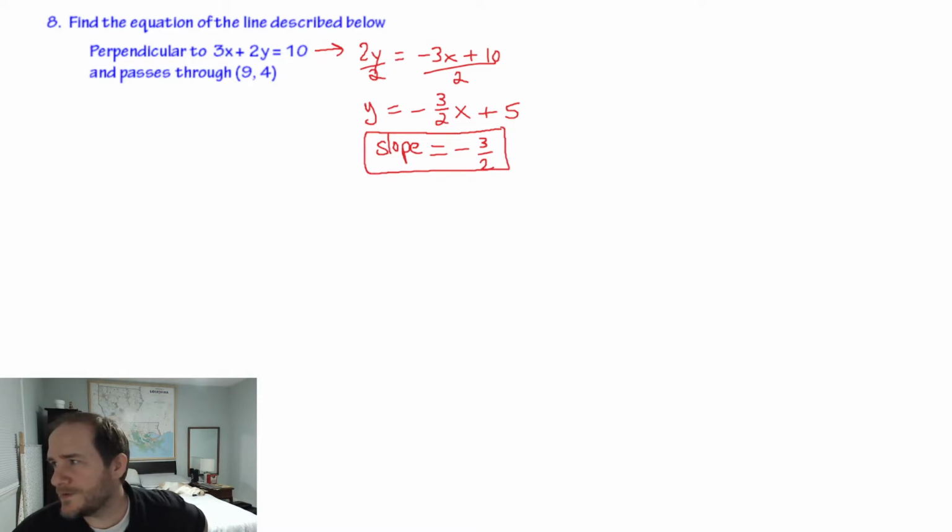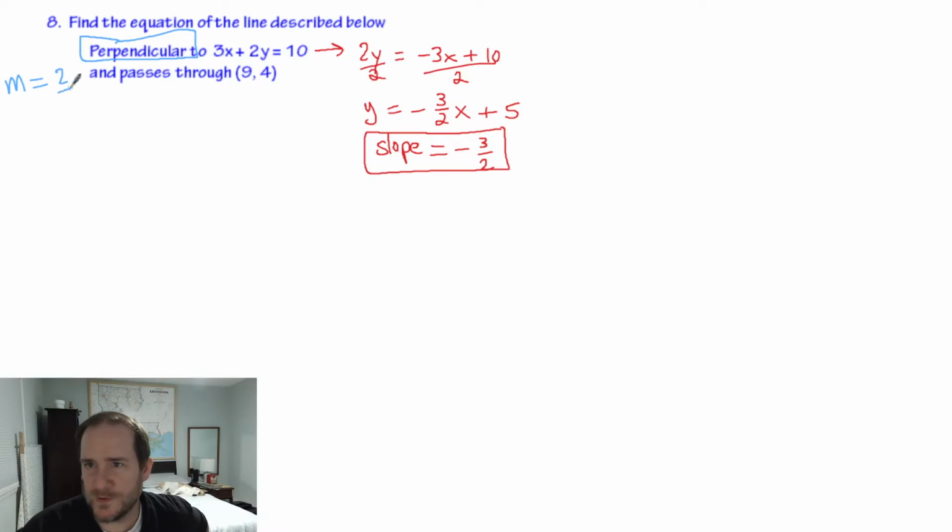So what does that make the slope of the line that we're trying to write? Well, we're trying to be perpendicular, so that would make our slope the opposite reciprocal, which would be positive 2 over 3. So now the only slope that matters to us is positive 2 over 3. You can basically forget about this slope now. And we want to pass through (9, 4), right?